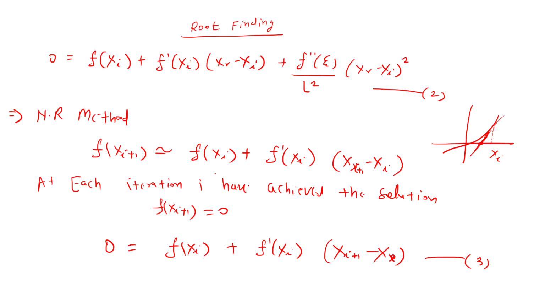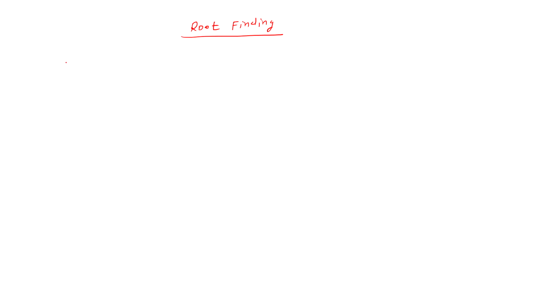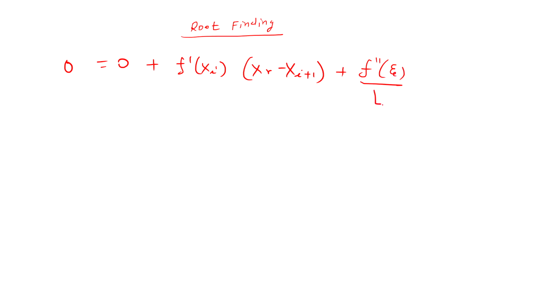Now I want you to note down equation 2 and equation number 3. If I subtract equation 3 from equation 2, the left side is 0, f of x_i will cancel out, and f prime x_i will come out as common, with (x_r minus x_{i+1}), and then we will have this error part. So I have 0 equal to 0 plus f prime x_i (x_r minus x_{i+1}) plus f double prime chi upon factorial 2 times (x_r minus x_i) to the power 2.